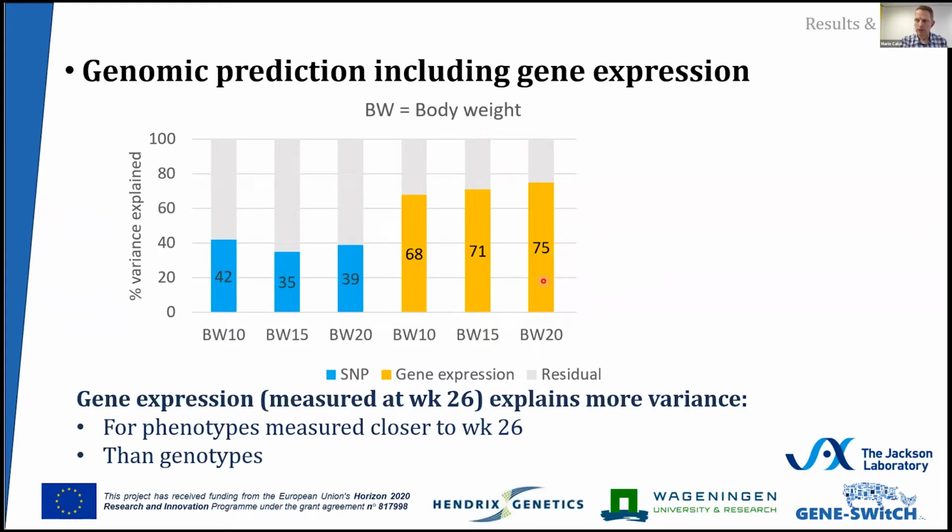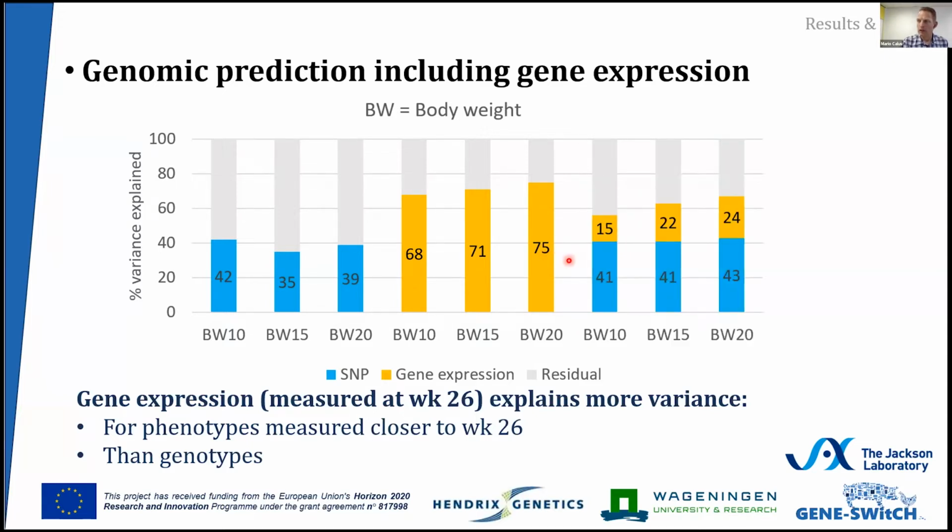And phenotypic variance explained is highest at the moment in time that is closest to where the gene expression was measured. So here, body weight at 20 weeks was closest to the gene expression being measured at 26 weeks of age. And you can see that most variance was explained here.